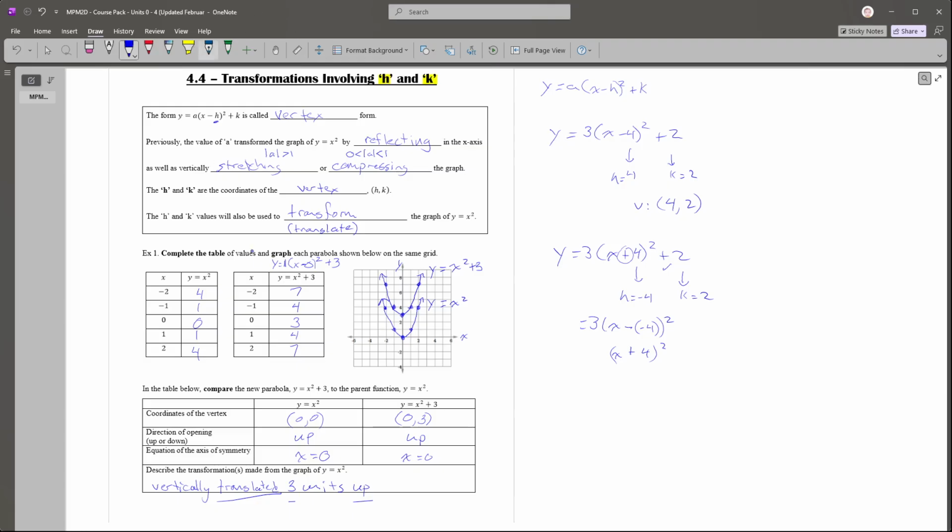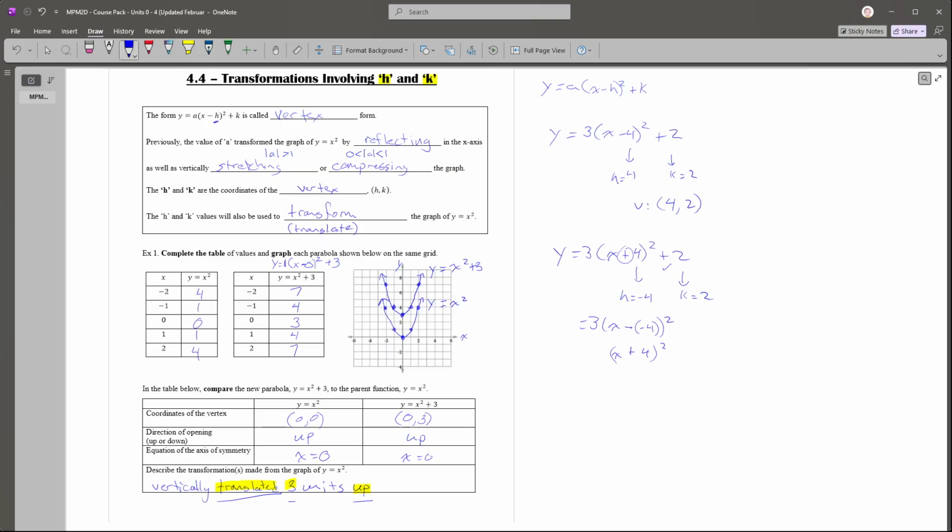Let's highlight this information just so we can see it. So it translated 3 units up. That's the big key here. And we could easily see that just by looking at the k value. That k value has been shifted by 3. Okay, so let's carry on with the same information and let's move it forward down to the next page here.